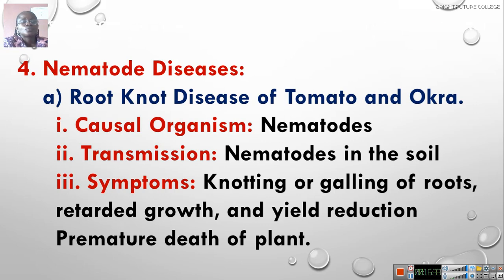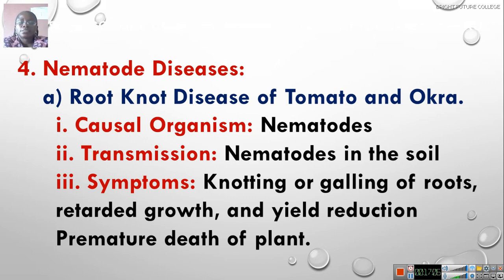Okay? Now let's move on to another cause of crop diseases, nematode diseases. I want to start with the root knot disease of tomato and okra. This particular disease affects tomato and okra. What are the causative agents? The causative agent or organism is no other thing than nematodes.